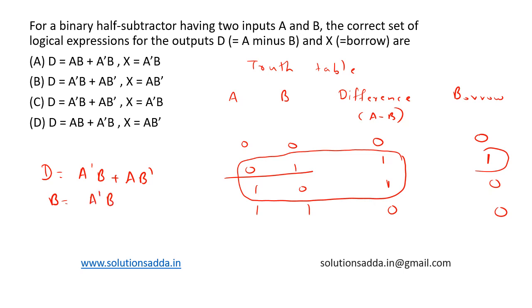So let's see the options. Based on the options, here we have A bar B plus A B bar, and X is equal to borrow is equal to A bar B. Option C is the correct answer here.